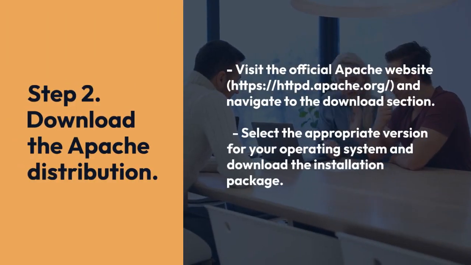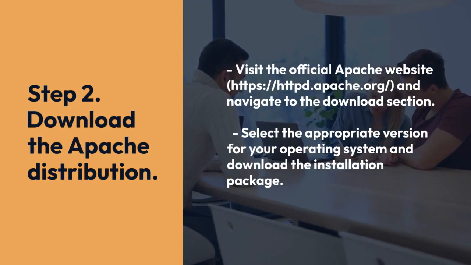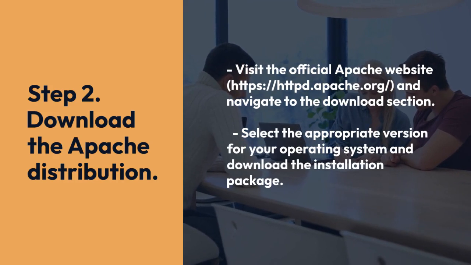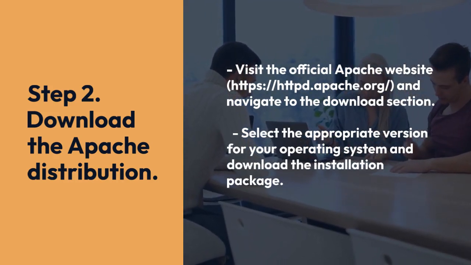Step 2. Download the Apache distribution. Visit the official Apache website and navigate to the Download section. Select the appropriate version for your operating system and download the installation package.